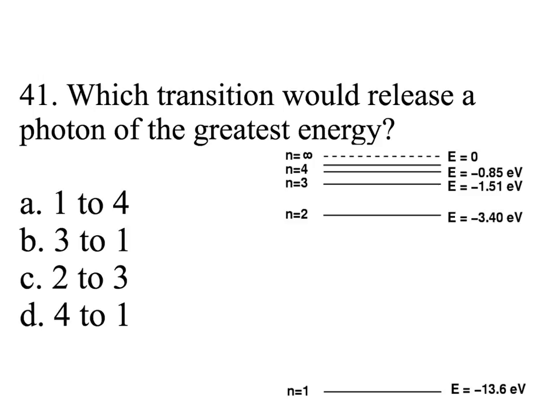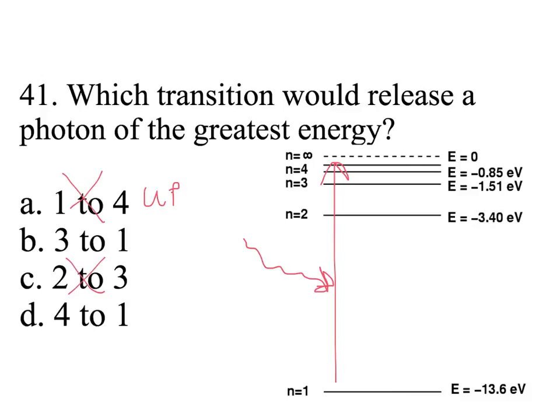Which transition releases a photon of the greatest energy? Well, the first one is from 1 to 4. There's a problem here, and that is that this is going up. For it to go up in energy level, it means it has to receive a photon, not emit a photon, so it can't possibly be this one.